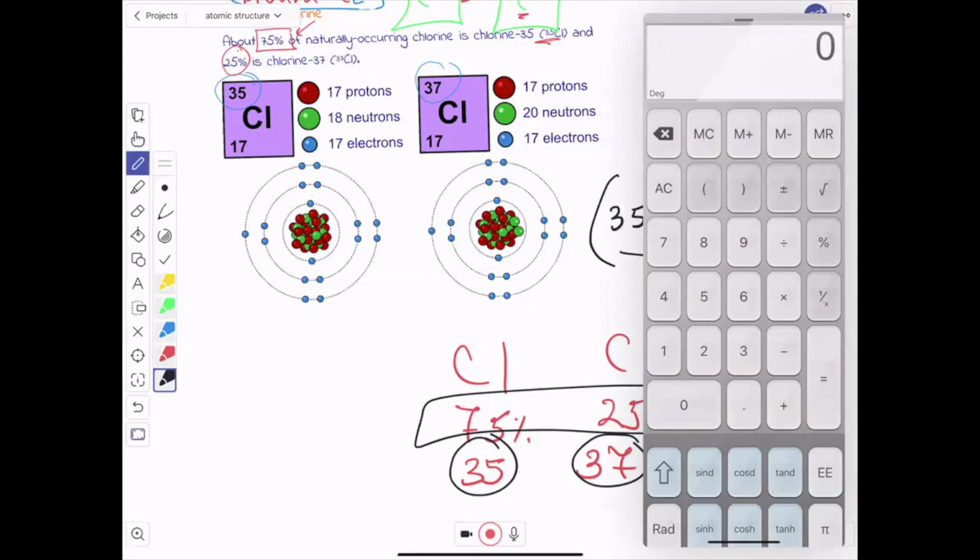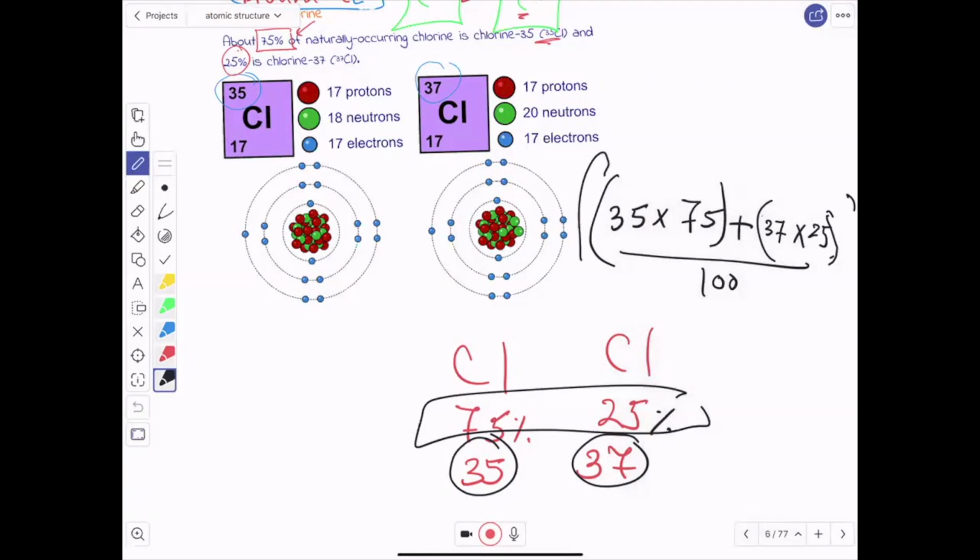So look at the way I'm going to do it. I'm going to say it's going to be 35 times 75 plus 37 times 25, all divided by 100. Oops, 1 second, what have I done here? 35, yeah, I need another bracket here. So once you do it, because you need more brackets here, you will get an average of 35.5.